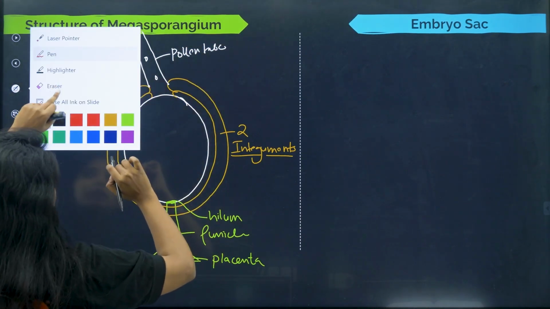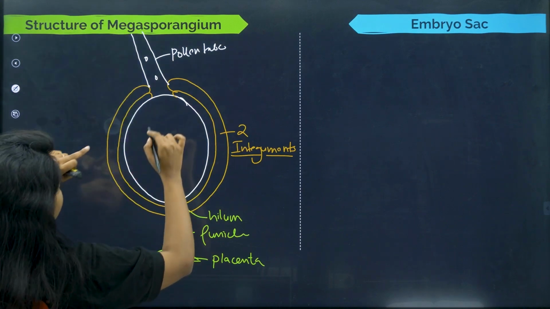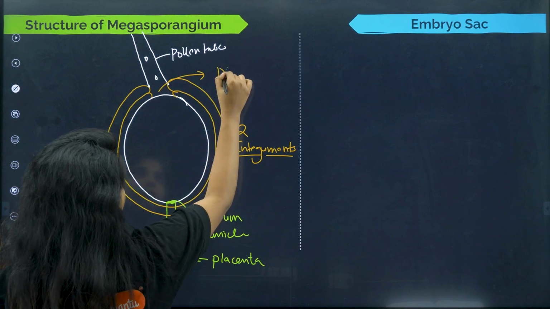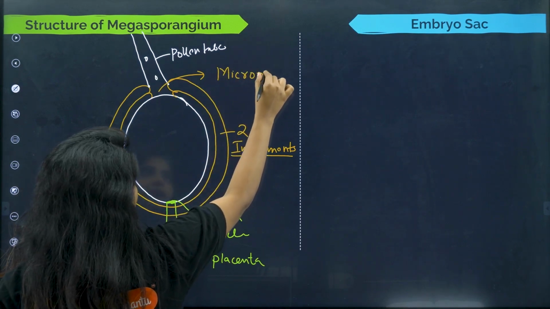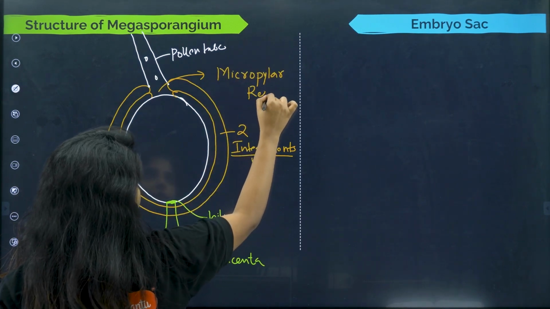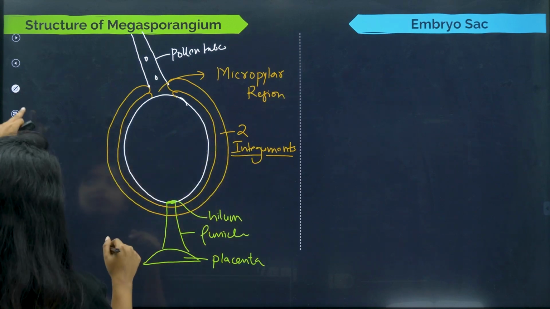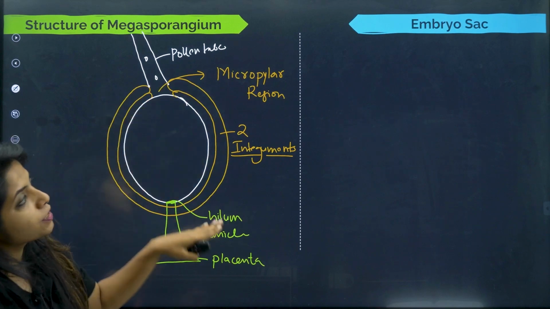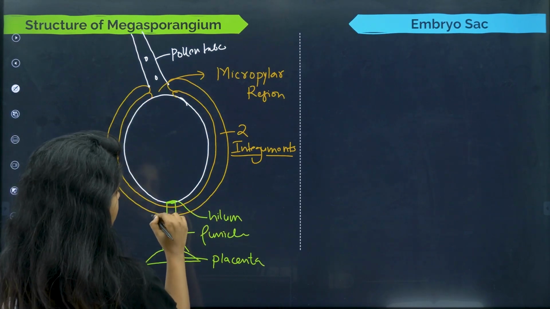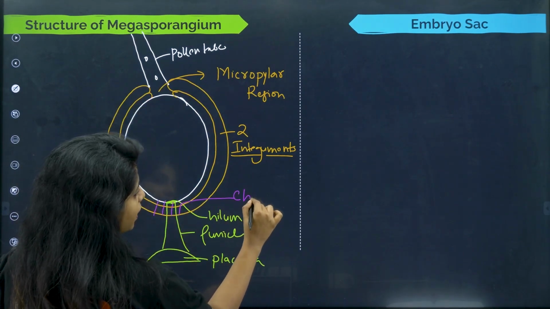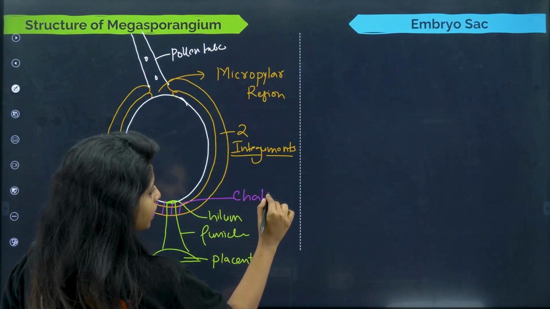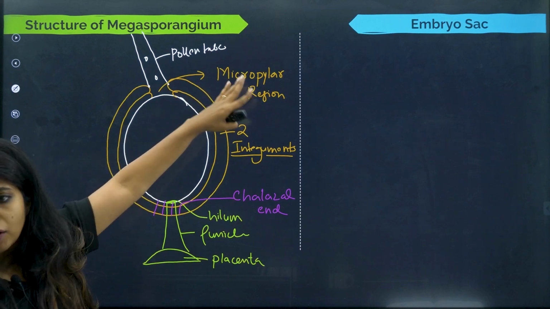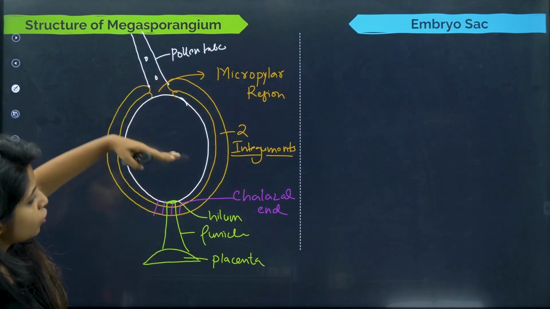So, this particular region where the pollen tube is going to attach, you call the micropylar end or the micropylar region. Whereas the opposite side of the micropylar region, always remember, if you are asked about the chalaza, it is just the opposite side. So, this area that you see over here will be the chalazal end. Is it visible to you? So, this is the chalazal end, this is the micropylar end, always the opposite side of it.